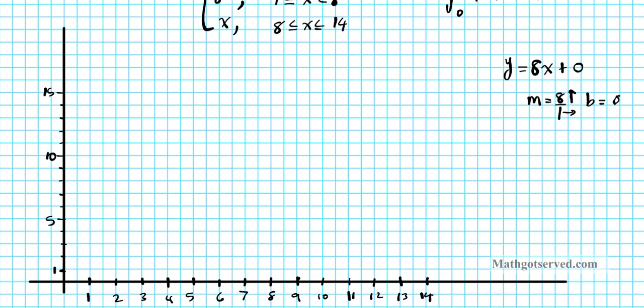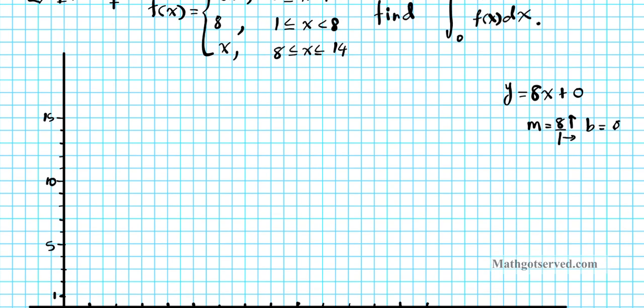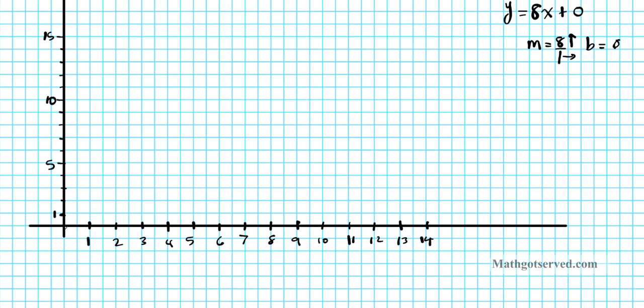So starting from 0, we're going to rise 8. Starting from 0 here, that's the y-intercept. That's the point on the line. Rise 8 and run 1. So that's the point for the first line. Let's go ahead and graph it. First line goes from 0 all the way to 1.